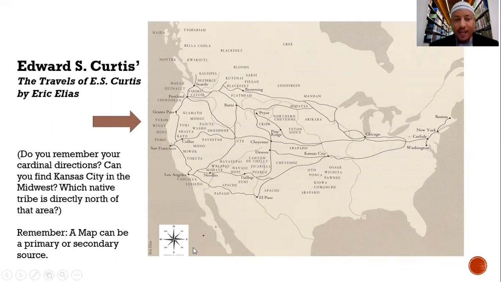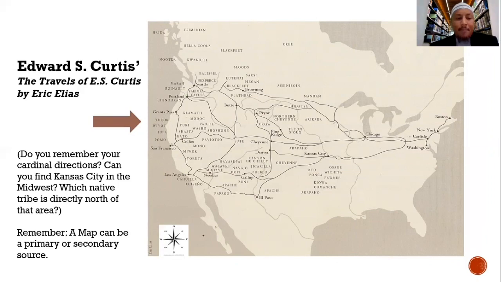Now, can you find Kansas City in the Midwest? Remember, if we've divided into 4s, and this half over here is the West, this is the East, where would the Midwest be? See if you can find Kansas City. That's something I want you to work on when the video's over. You can run this back and work on this yourself. Also remember, well, before you do that, can you find the native indigenous tribe that's directly north of the area of Kansas City? I want you to look for that as well.